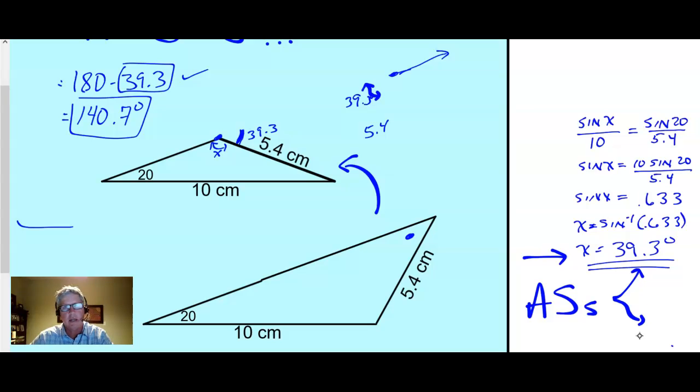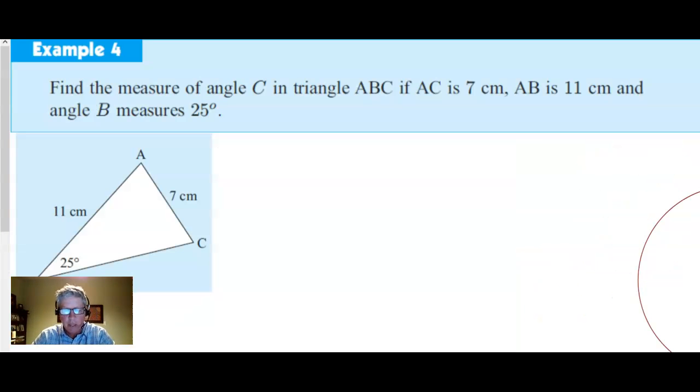Whew, that's a lot. Sine law is so easy, and then we sprinkle in this one case and it's like, whoa. There you go. Let's do one. Here's a perfect example. We have an angle side-side situation. We have the 25, we have the 11, and we have the 7. We have the angle, then the capital side. So be careful. We want to find the measure of C right there.